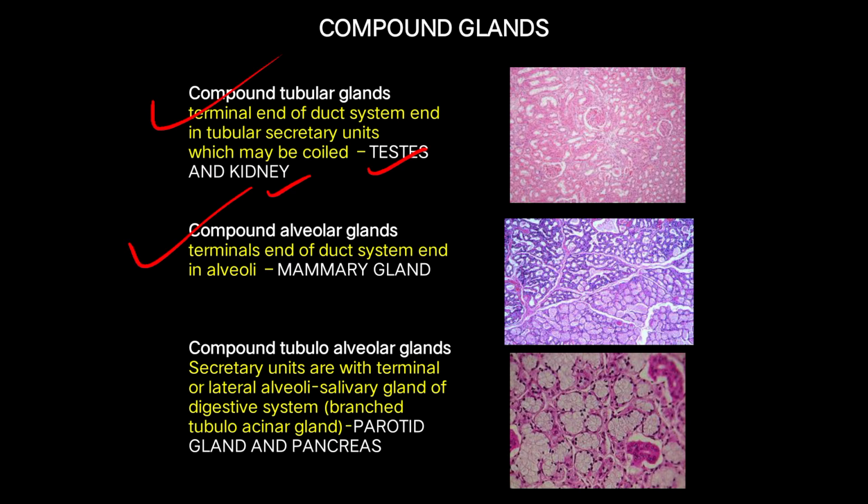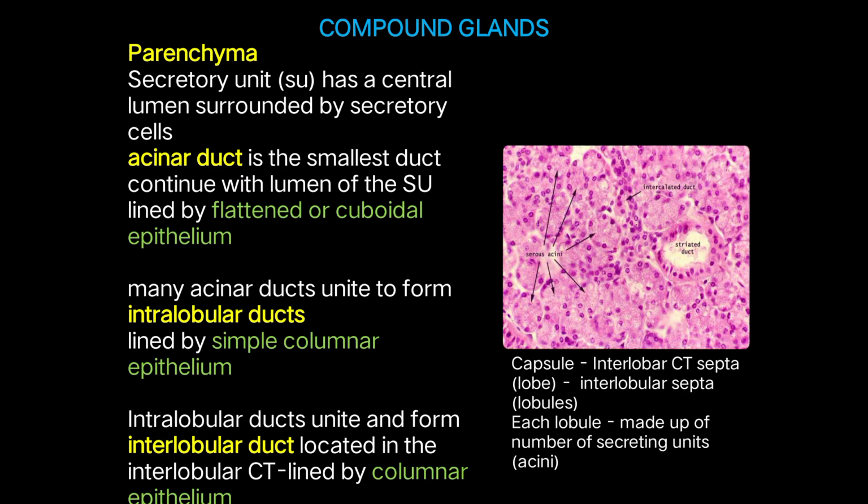Compound alveolar gland: the terminal end of the duct system ends in alveoli. We can find this in the mammary glands; inside the mammary gland, compound alveolar glands are found. Then in the parotid salivary gland and pancreas, compound tubulo-alveolar glands are found. The secretory units here have terminal and lateral alveoli, and the salivary glands of the digestive system are branched tubuloacinar glands. After that, compound glands have parenchyma.